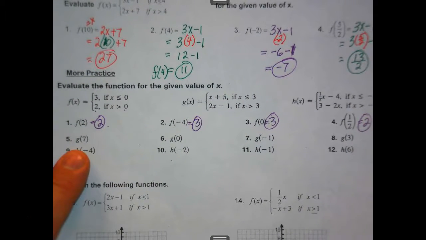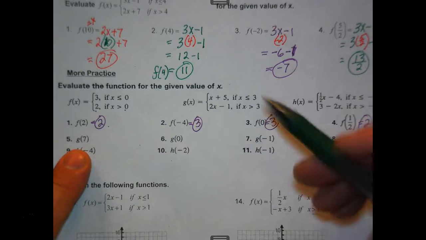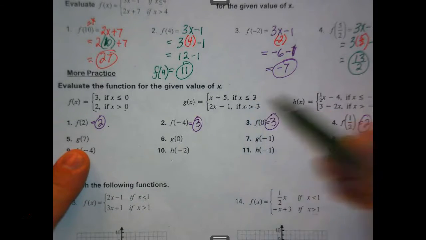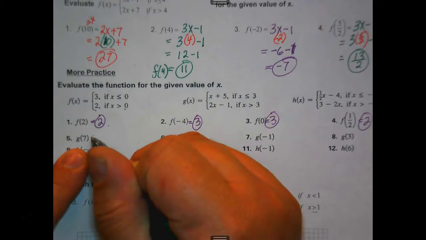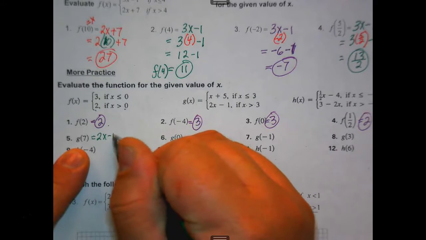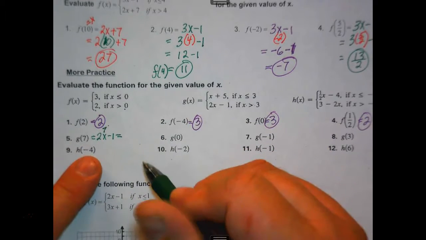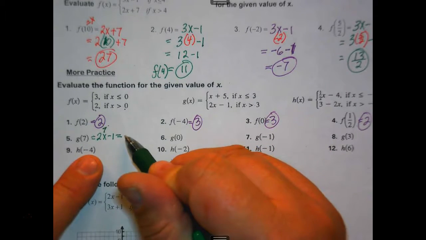Okay, g of 7. Which one do I use? 2x minus 1. Plug in 7 for x. 2 times 7, minus 1.